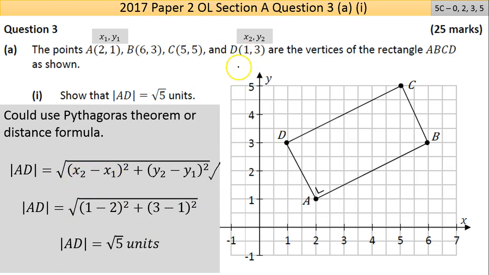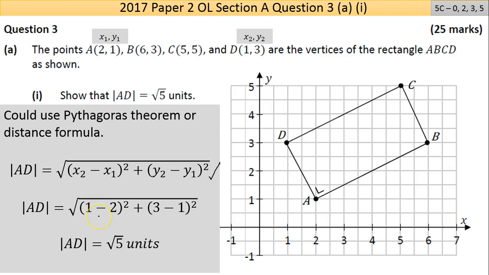And I'm putting my 1 in instead of x2, my 2 in instead of x1, the 3 here instead of y2, and the 1 here instead of y1. If you have a negative number, I suggest putting it in brackets. It'll make an extra step of simplification, but it'll mean you won't make an error.